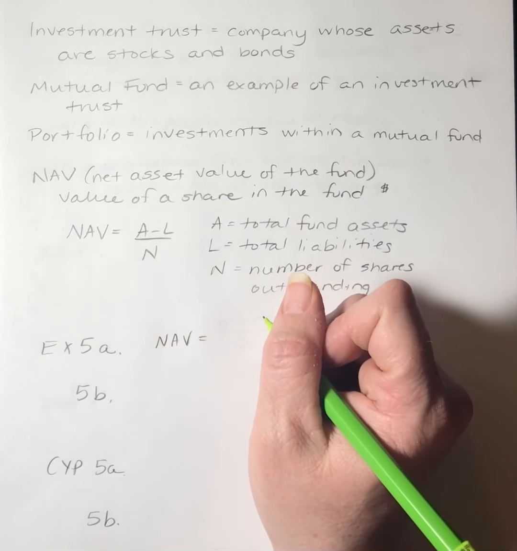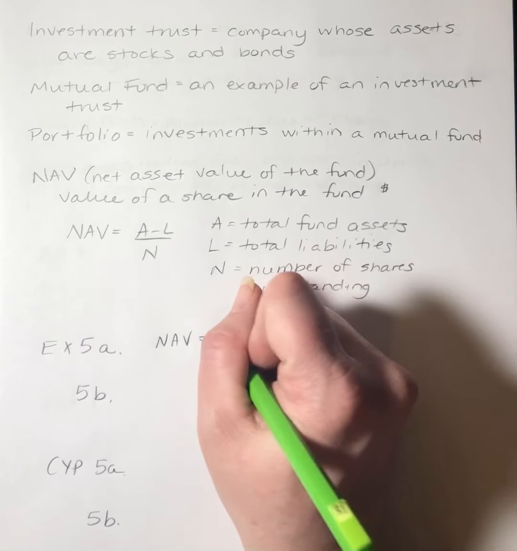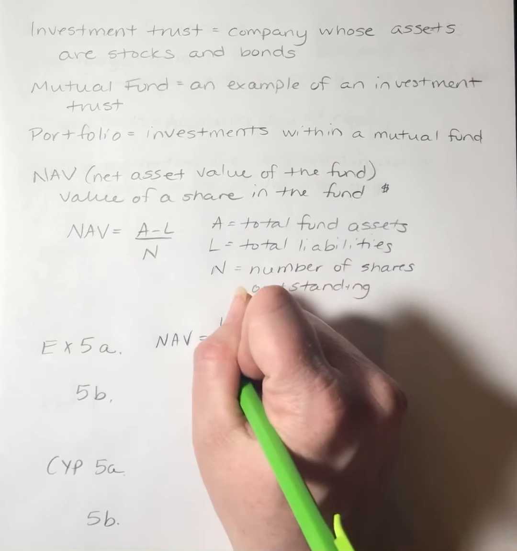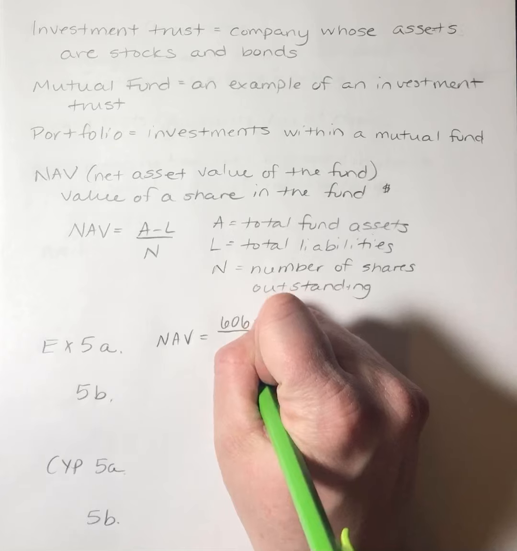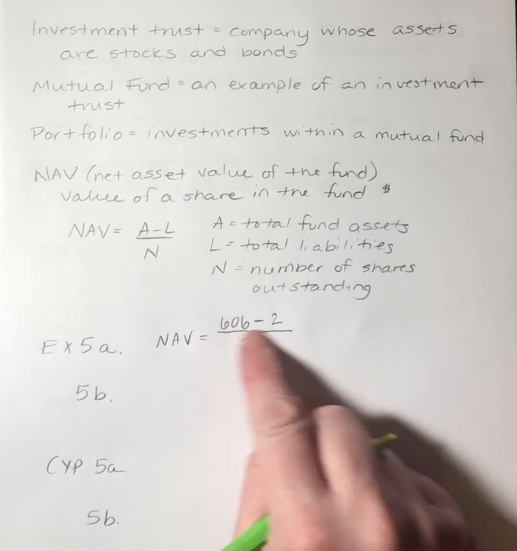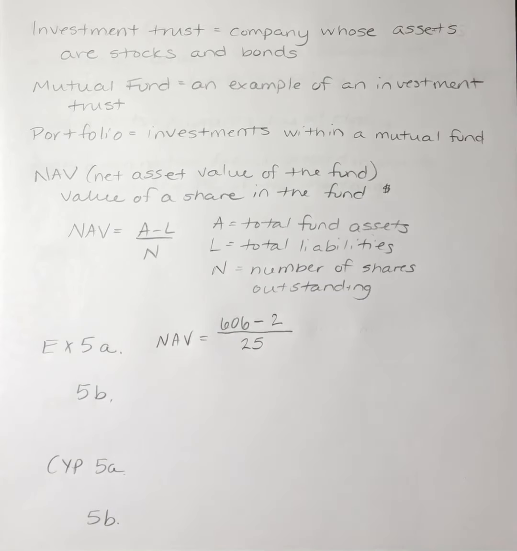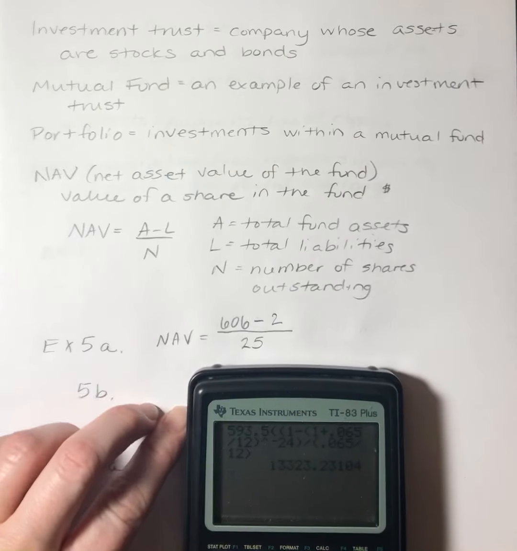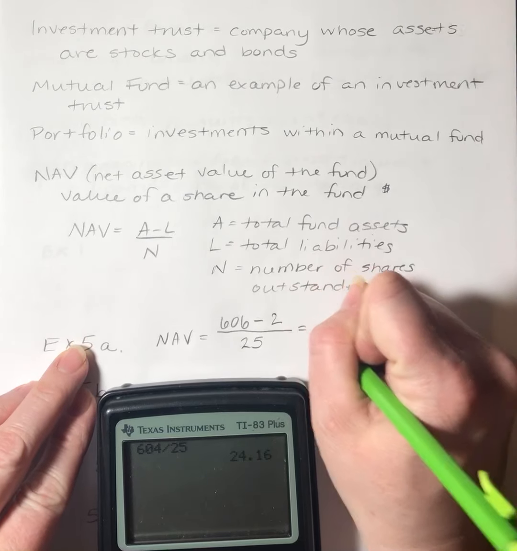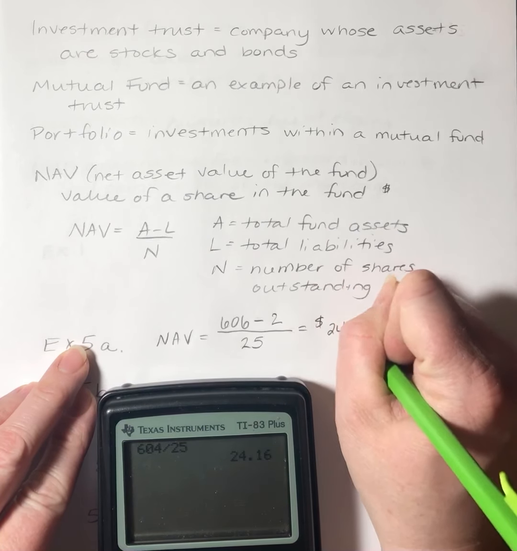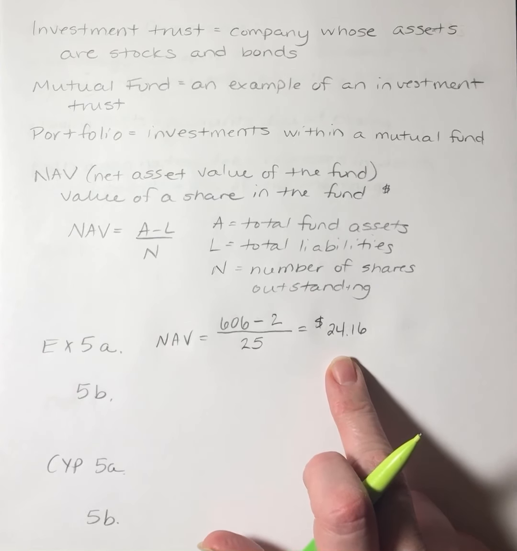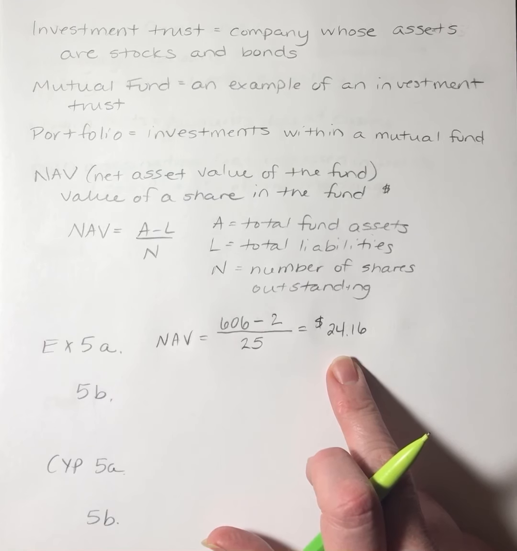So their total assets, they have 600 million, 5 million, and 1 million. So 606 million in assets. Their liabilities, 2, and then the number of outstanding shares, 25 million. These are all in millions, so I don't have to write anything out. If they're all in millions, the millions are going to cancel. So I have 604 divided by 25, which gives me, and again, this is in dollars, $24.16, okay? This is the net asset value of the fund. This is the value of a share in the fund, okay?